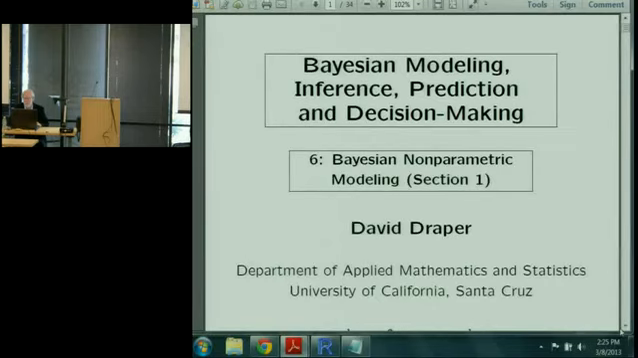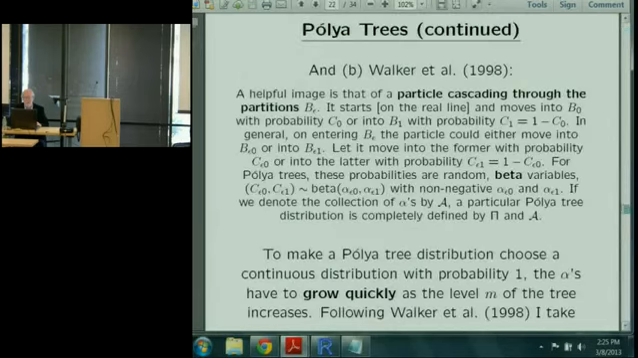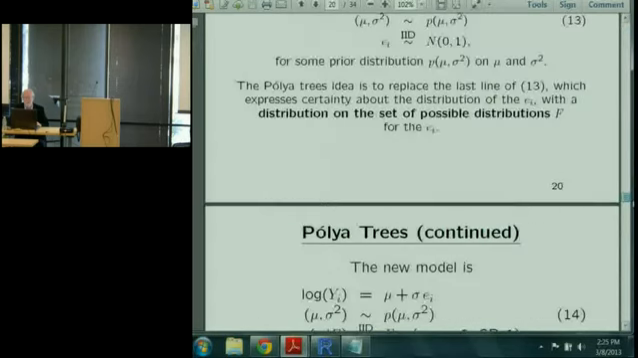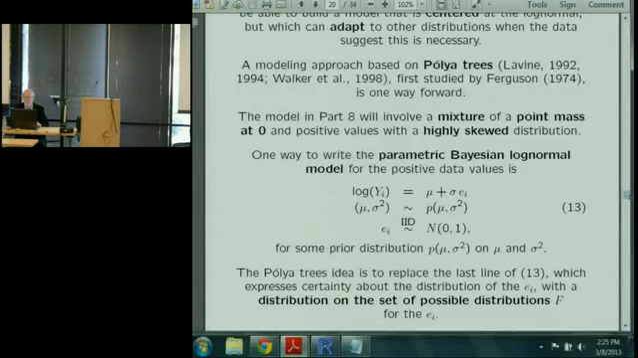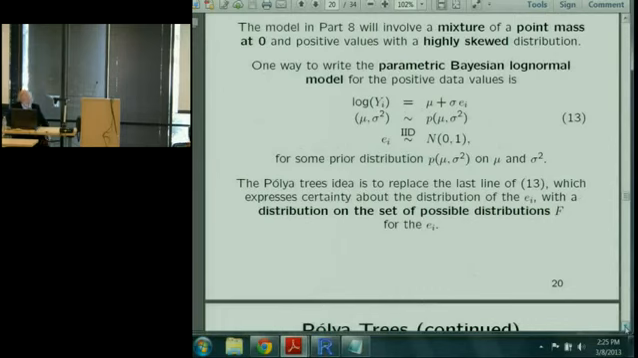So here we are back in section 1 of the Bayesian non-parametric stuff, and I'm back to the part where I want to tell you about how Polya trees work. So we now have a very long right-hand tail distribution. It's going to be a mixture of a point mass at 0 and then positive values with a highly skewed distribution. And a simple thing to hope might be true is that the positive part looks a lot like a single log normal distribution, even though it might well look like a mixture of log normals. But to make things simple, let's just talk about a single log normal distribution.